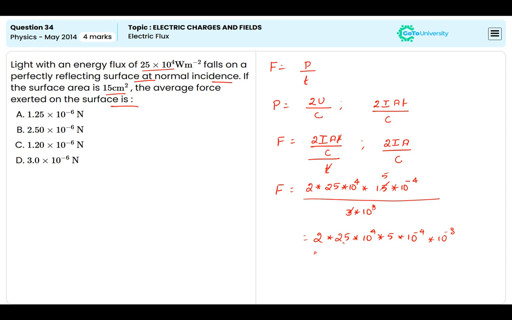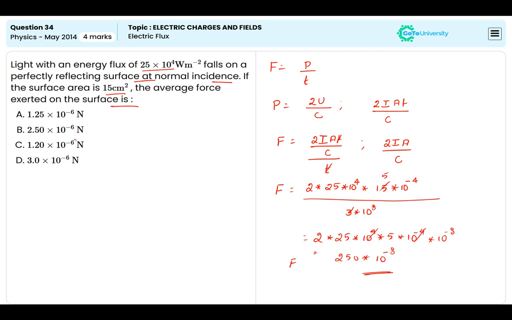Then 2 times 25 is 50, 50 times 5 is 250, into 10 to the power of minus 8. The 10 to the power of 4 and 10 to the power of minus 4 get cancelled, and minus 8 is there. So this is the force.